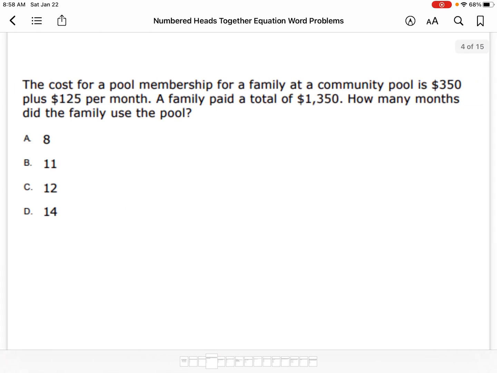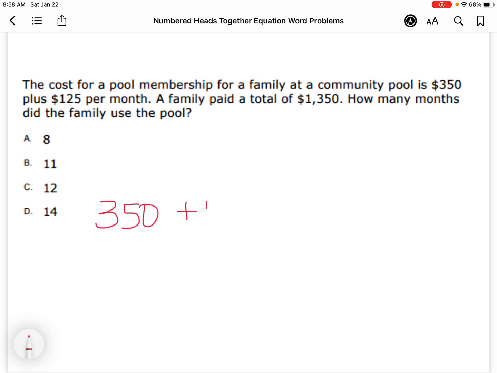Okay, the cost for a pool membership for a family at the community pool is $350 plus $125 per month. So it's like a joining fee. So you pay $350 once and then $125 each month. They paid a total of $1,350. So they want to know how many months the family used the pool.